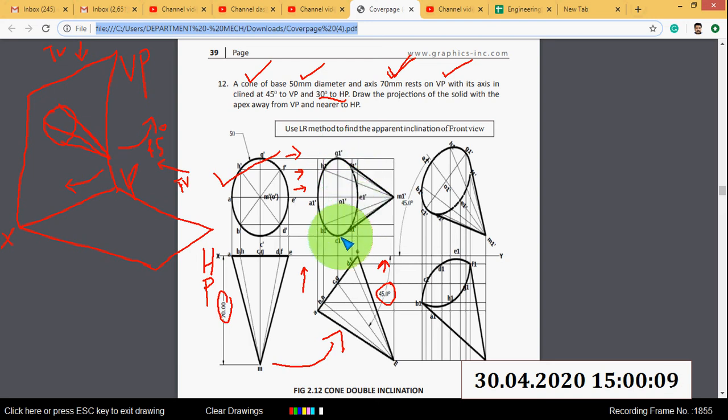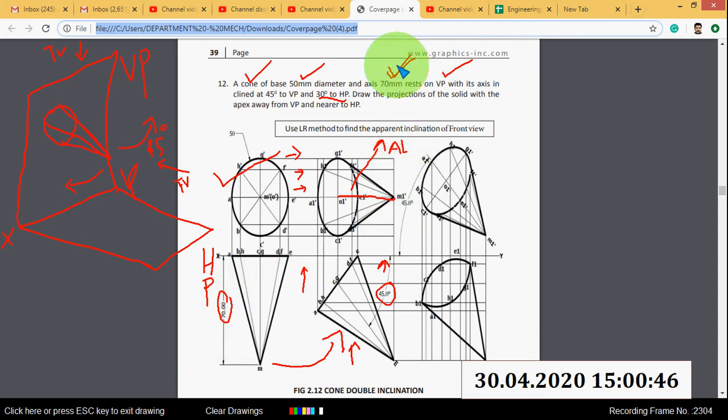So here you can see this portion is represented as a dotted curve, C D E F G. When I look from this direction, this portion C D E F G is invisible. That's why this portion is a dotted line. Then the next step: in this front view you can see this is the front view of the axis. This length is called the apparent length, AL, the apparent length of the axis.